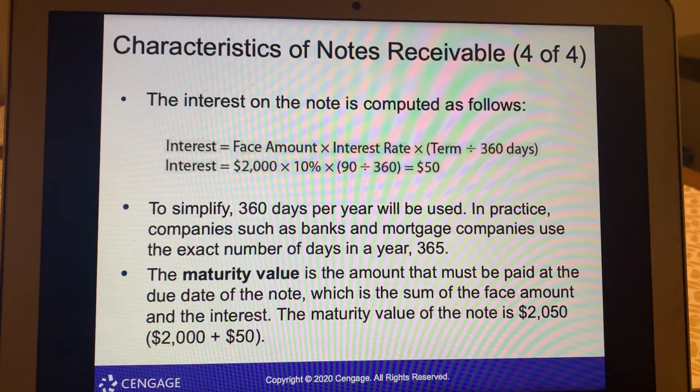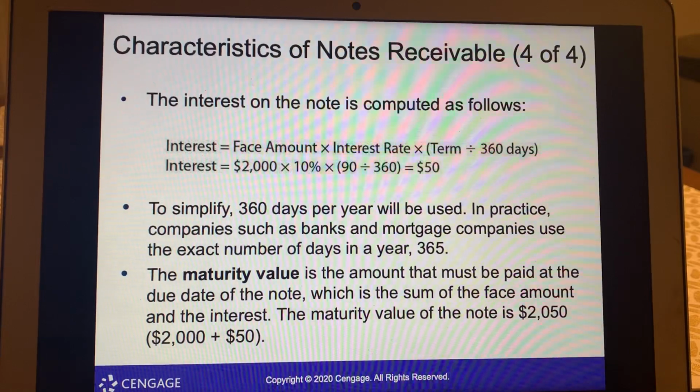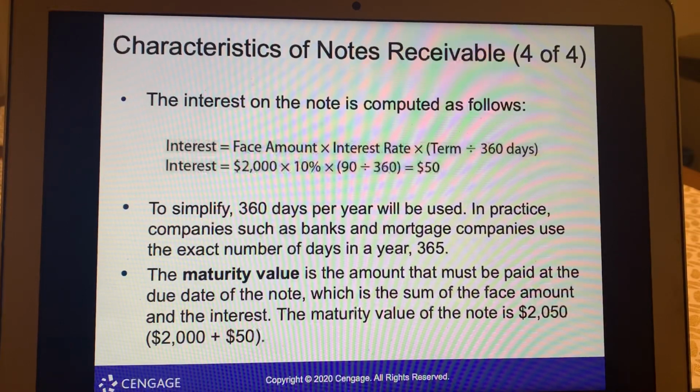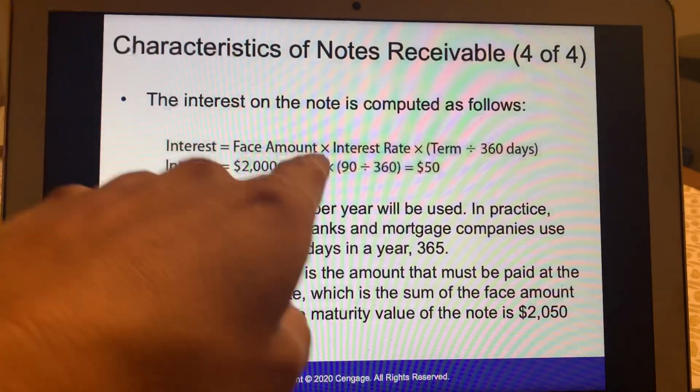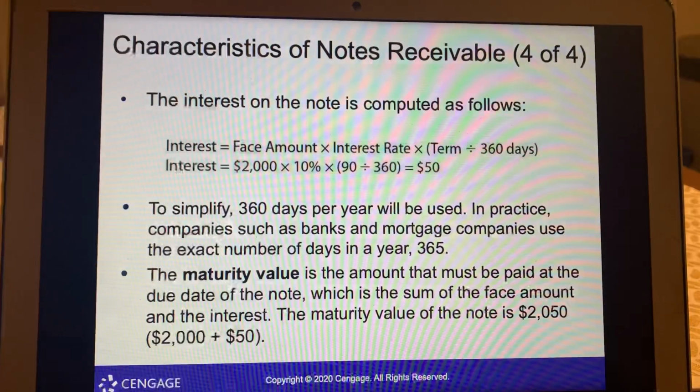Characteristics of a note receivable. The interest on the note is computed as follows. Face amount times interest rate times term divided by 360 days, because we're trying to get a fraction of the year that we're extending the note. So 2,000 times 10%, or on your calculator 0.10 times 90 divided by 360, which will equal $50, okay? And that's all I was saying.